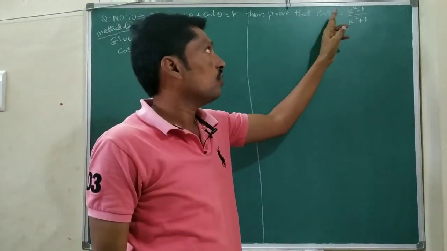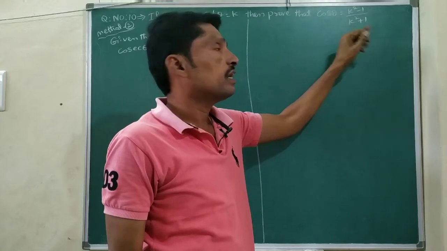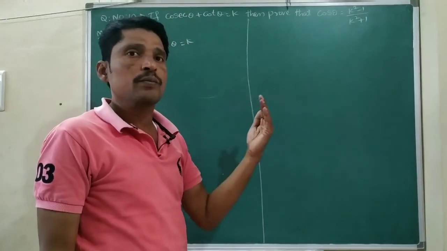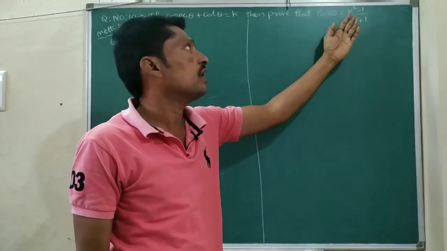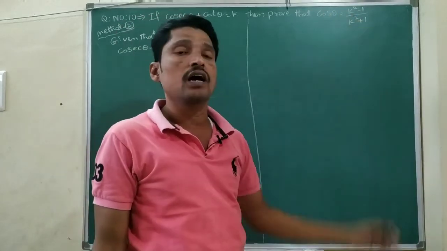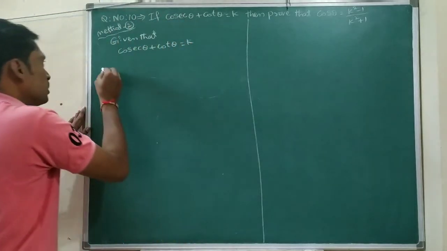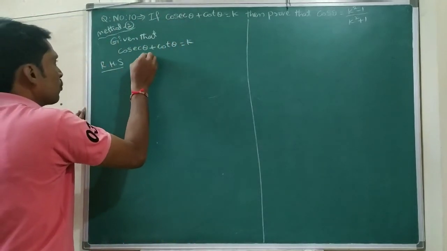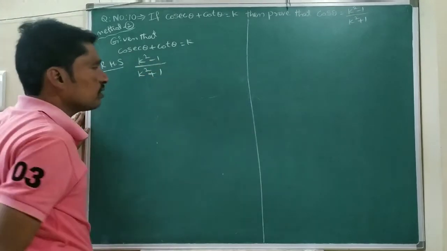We need to prove cos theta equal to (k square minus 1) by (k square plus 1). In the last method, the first method, we took cos theta, the LHS, and we proved the RHS. Now I am taking the RHS and proving the LHS. So RHS is (k square minus 1) by (k square plus 1).